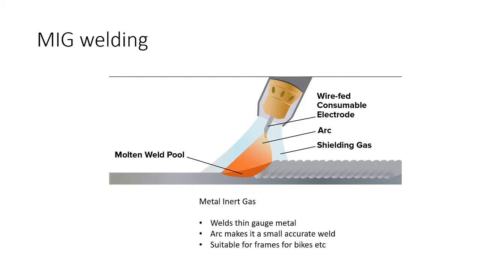It can be very accurate. You can do things like bike frames and that type of thing. What you can't do is aluminium, because you can't get a high enough temperature properly. Of all the different kinds of welding, MIG is probably the easiest one to try and learn.